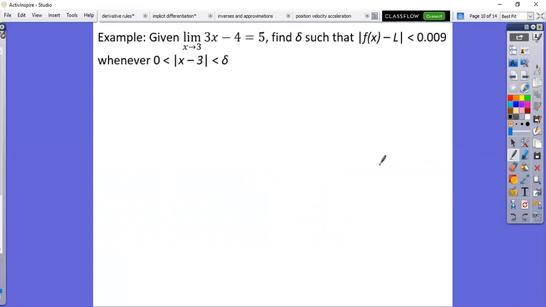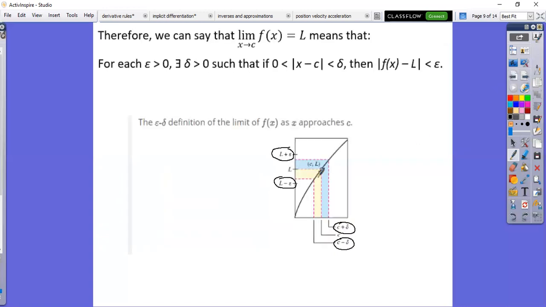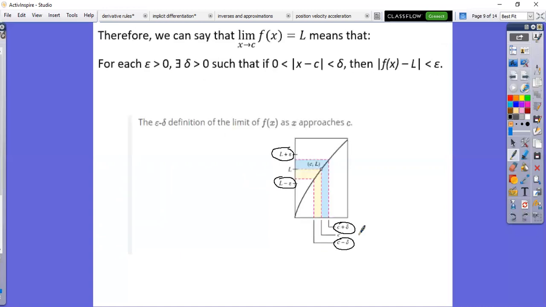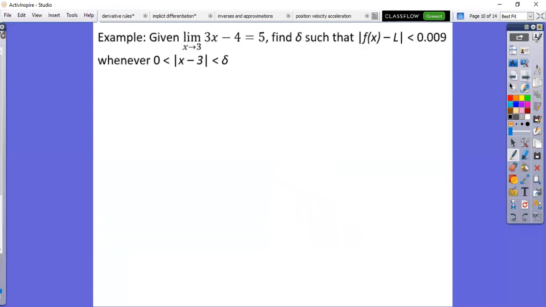So I'm looking at this limit. I want to find a delta such that the absolute value of f of x minus L is less than 0.009. Basically, I want to be within 0.009 units of L, either above or below. In order to do that, how close do I need to be to 3? How close do I need to be to the c value of 3 in order for the function to be within 0.009 units of L? So we have this statement, and our goal is to take this statement and make it look like this so that I can establish what delta is equal to.